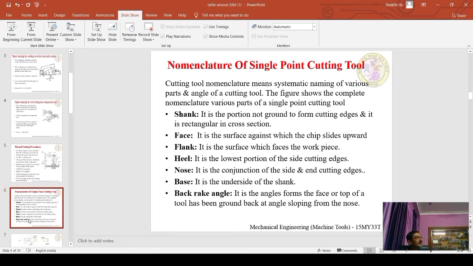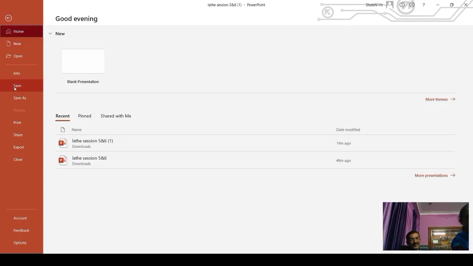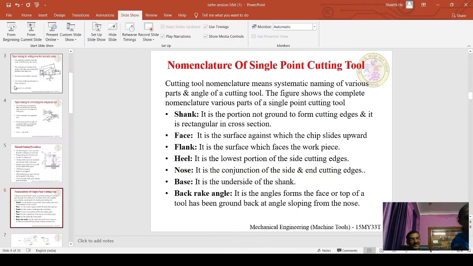That is the first topic. That is about the first topic, in section 1.